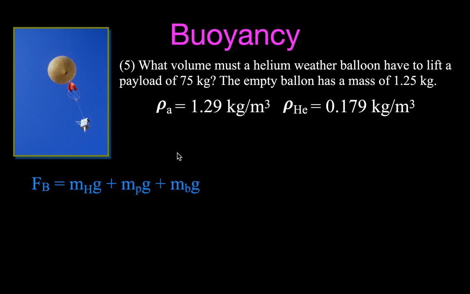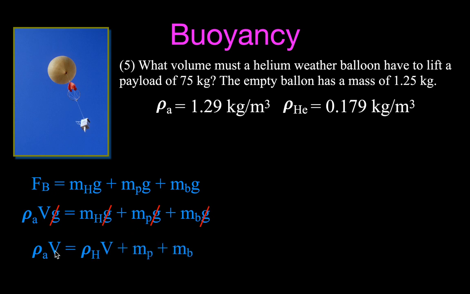And we know that the buoyant force has to lift those things up, so it has to be more than the weight of the helium. Now, I didn't put He here. This is not hydrogen. This is helium, H for helium. Then this is the mass of the payload, or the weight of the payload, and this is the weight of the actual balloon. Now, we know the buoyant force is the density of the air times the volume times G. We have a G in all of these terms, so we can cancel that G out.